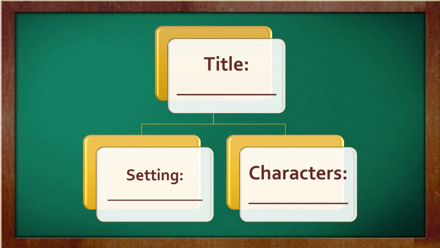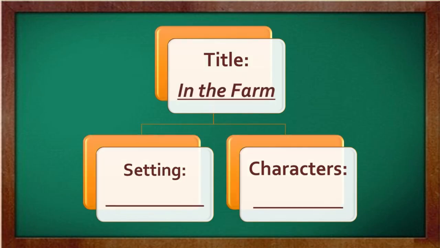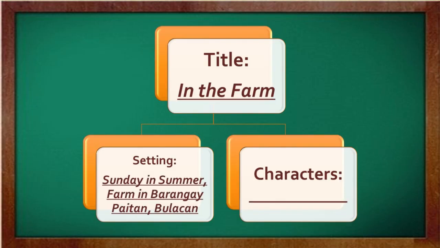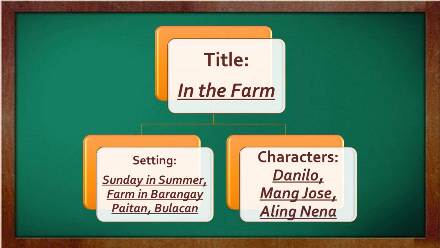Let us complete this graphic organizer. What is the title of the story? Correct. It's In the Farm. Now, what is the setting of the story? That's right. It's Sunday in summer, farm in Barangay Paitan, Bulacan. Now, who are the characters in the story? That's right. The characters in the story are Danilo, Mang Jose, and Aling Nena.